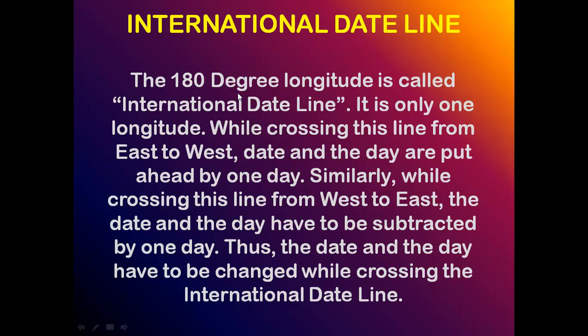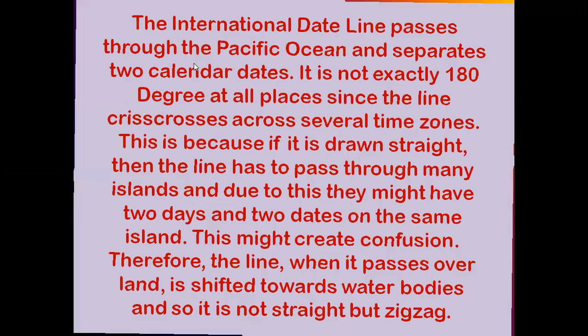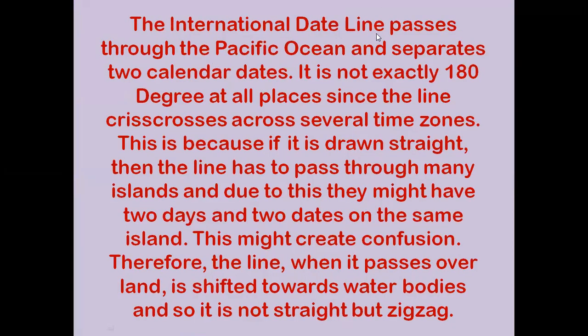You may not get it from the words, but when you see the image, you will get exactly what this international date line is. The international date line passes through the Pacific Ocean and separates two calendar dates. It is not exactly 180 degrees at all places since the line crisscrosses across several time zones.